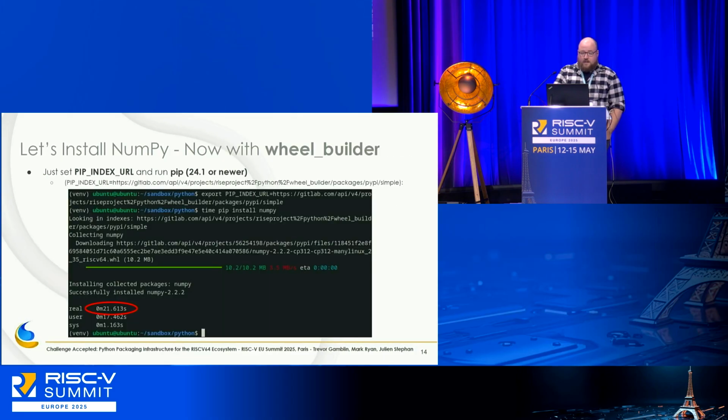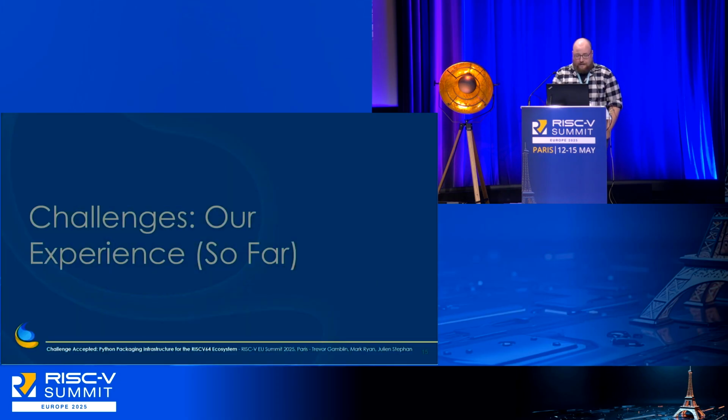So going back to the NumPy installation example, all you really have to do is upgrade to pip 24.1 or newer, and then set the pip index URL, which is available in the documentation on the project, and run the same command as before. I'm timing it, time pip install numpy, and you can see in this case it takes 21 seconds. So it's a pretty big improvement.